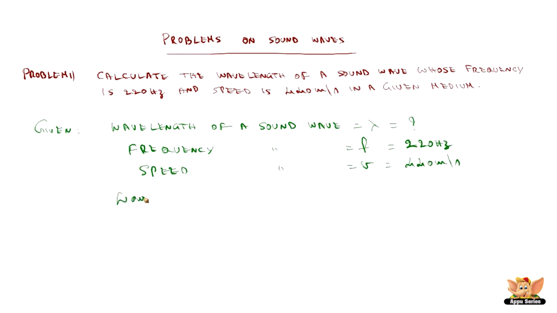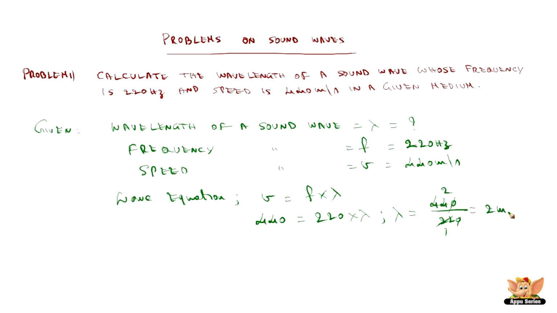Now we know the wave equation, and the wave equation states that v is equal to f into lambda. That is, velocity is the product of frequency and wavelength. So v here is 440 and f is 220 into lambda. So lambda is 440 by 220, 0 cancels, 22 ones are 22, 22 twos are 44, which is 2 meter. So the wavelength of this sound wave in a given medium, lambda, is equal to 2 meter.